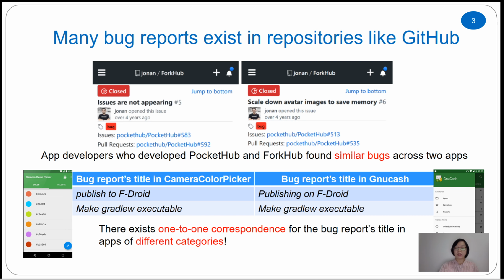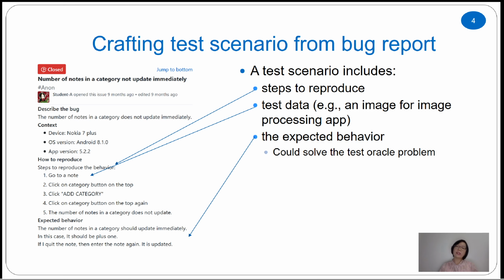category. So now you may be wondering, what is so special about bug reports? Bug reports give us what is called a test scenario. A test scenario may include things like steps to reproduce this behavior, and then test data. Test data, for example, for an image processing app could be an image that is quite difficult to generate automatically. And then also the expected behavior. This could help us to solve the test oracle problem.